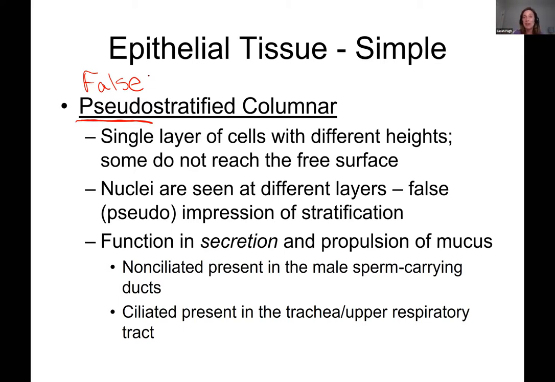Because it is not stratified, that means it's still simple. So it is still a single layer of cells. So the function is still absorption, secretion, filtration. And its big job is moving mucus. So you might find this in the respiratory tract. You also might find this in places like the vas deferens in a male. This carries the sperm in men.